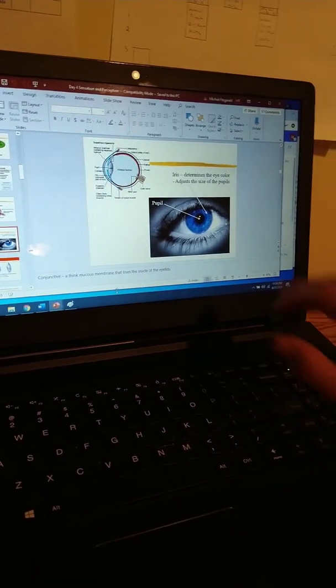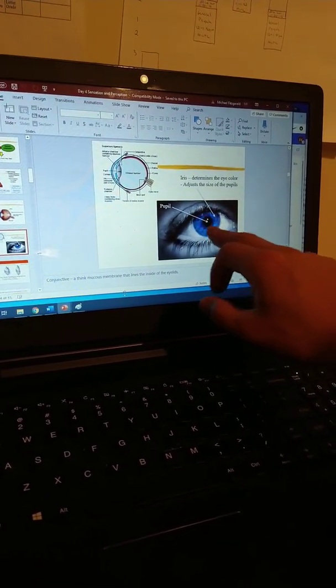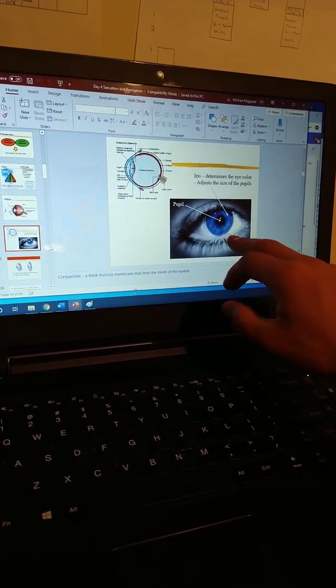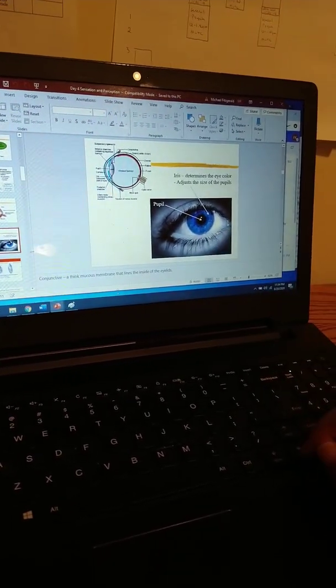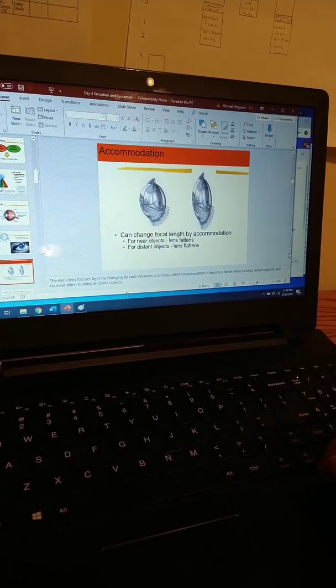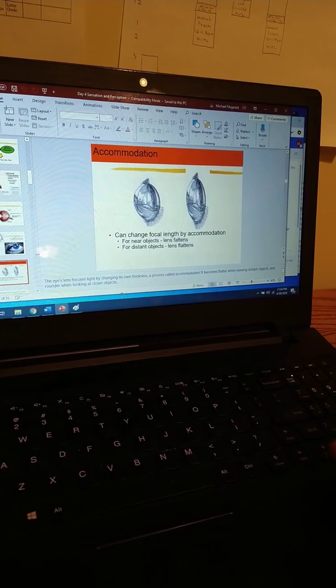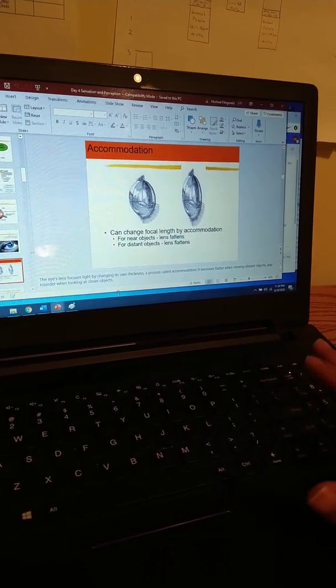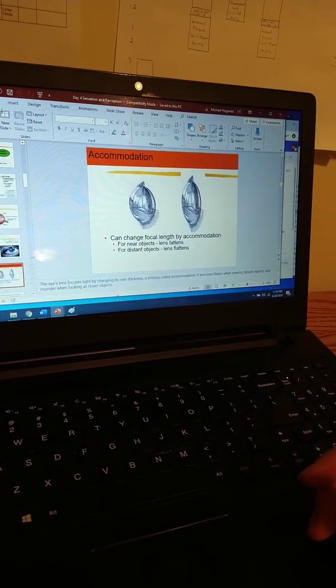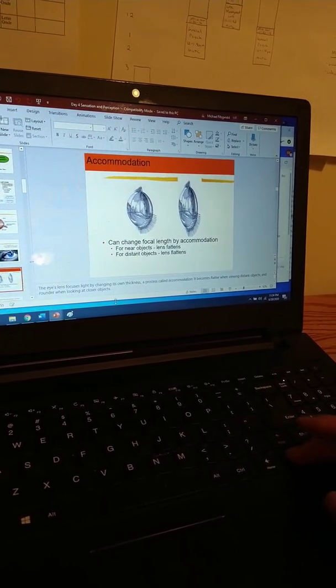So our iris, this is what determines the color of our eye, but these are little connective tissues that pull open our pupil to determine how much light can be let in. And our lens can fatten up or flatten out. It fattens up for things that are closer to our eye, it flattens out for things that are further away.